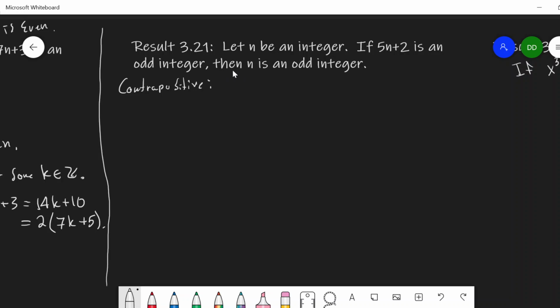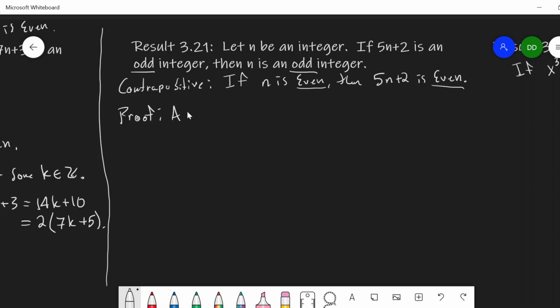That would be not q of n. So if n is even, then 5n plus 2 is also even. Right? Not odd, that's even. And not odd, that's even. And we're going to do this in very much the same way that we just did the last example. So let's prove this. Proof.